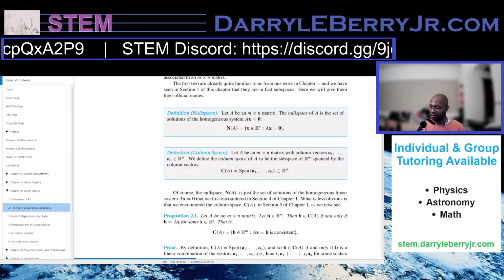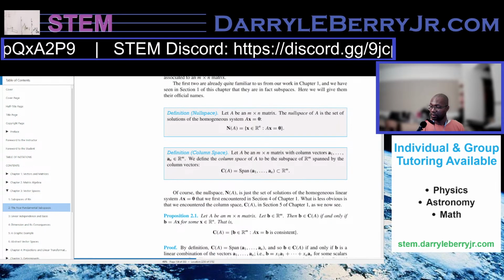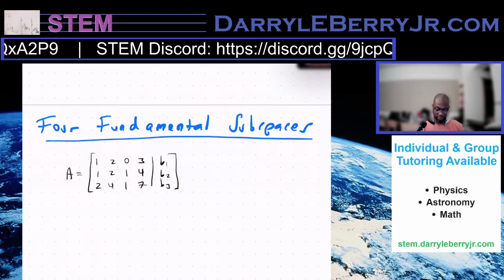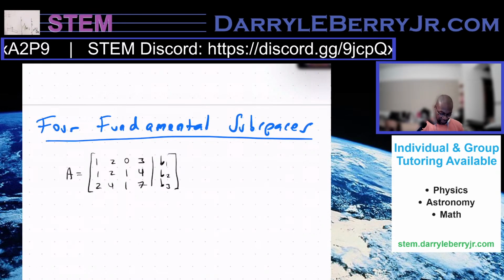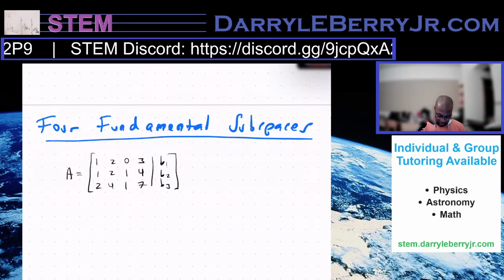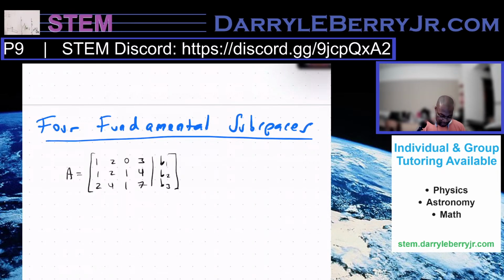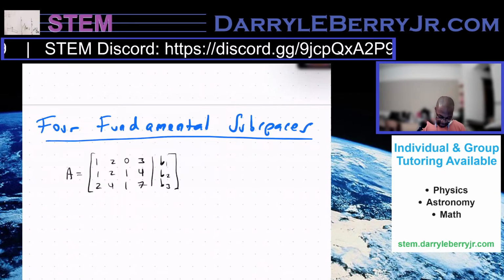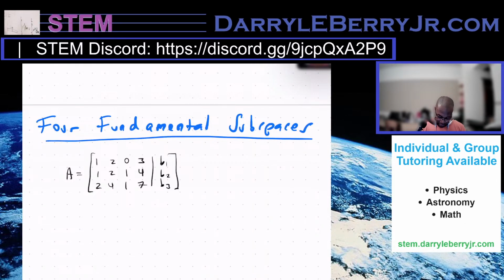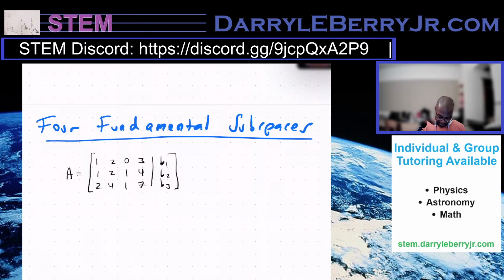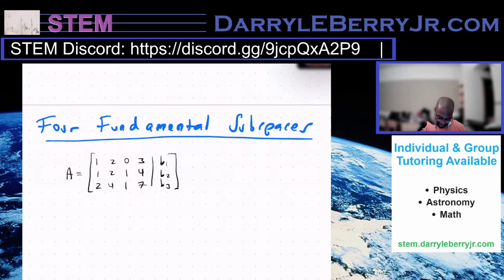I'll just go straight to the screen share. And this will be the matrix that we'll do. And to confirm, we want to find the column space, the null space, the row space, and the left null space, which is the null space of A transpose.